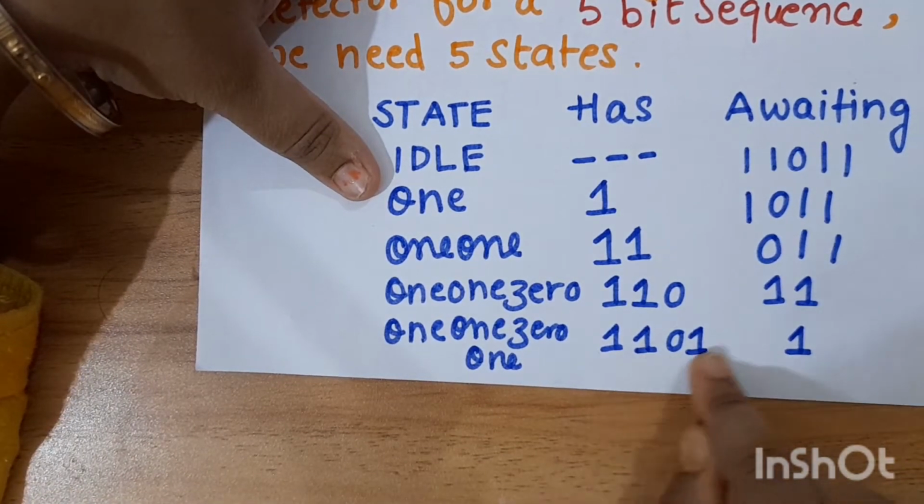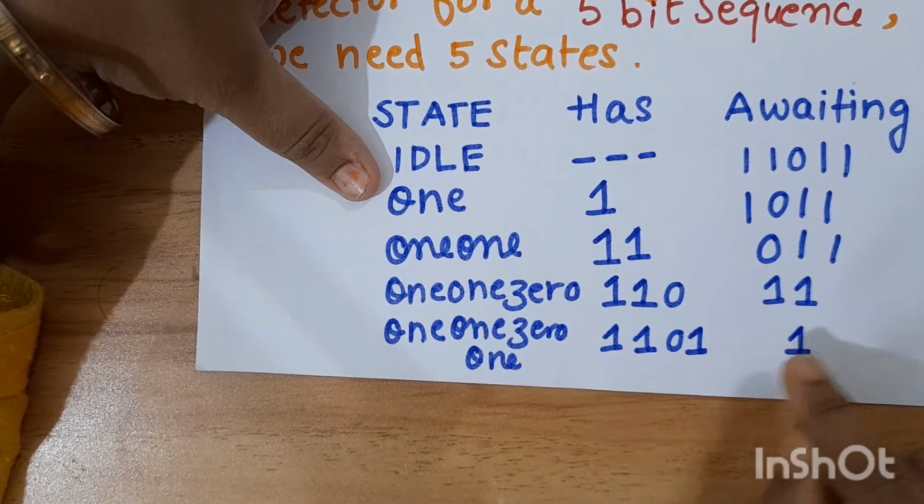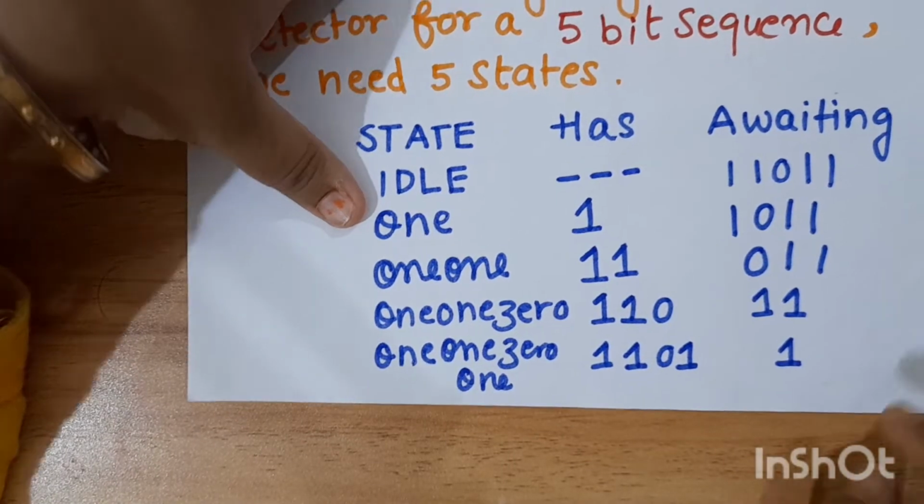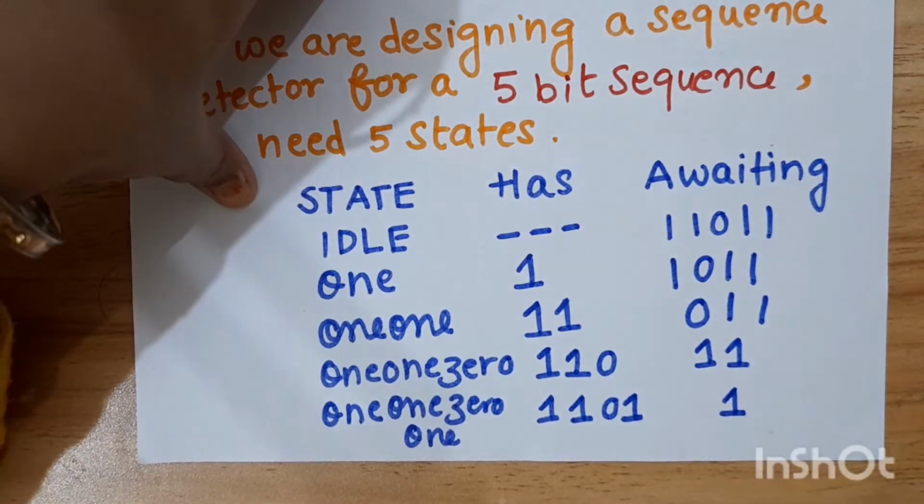1001. So, 01101 has come. I am awaiting only the last one to come. We will see the state diagram now.